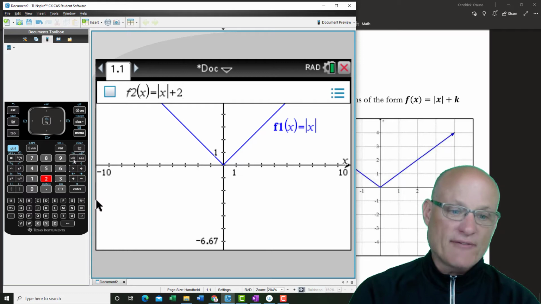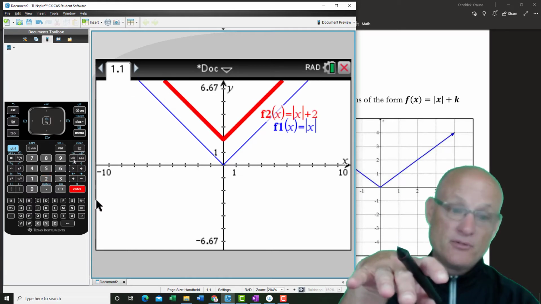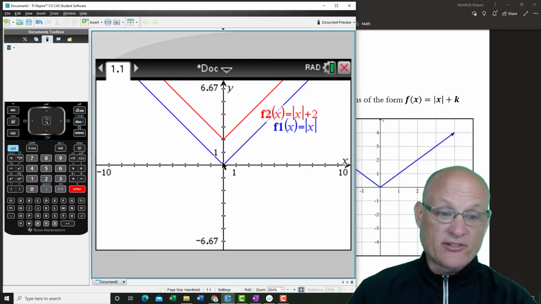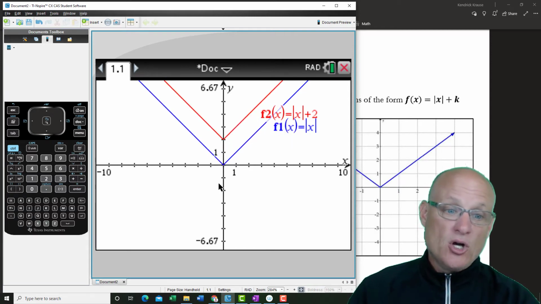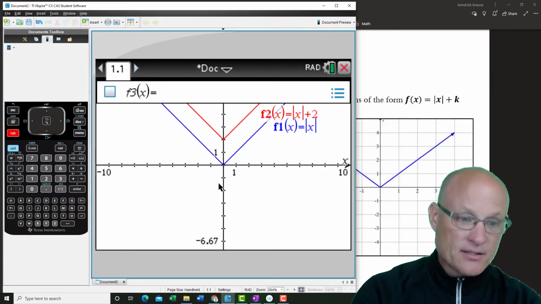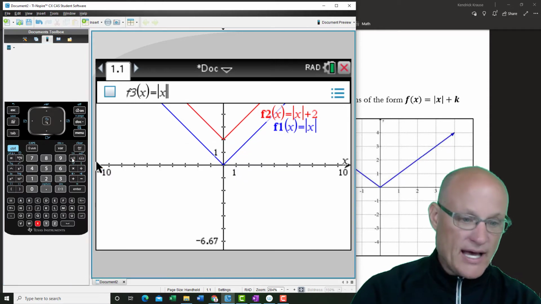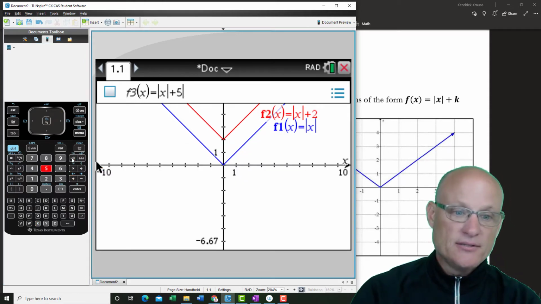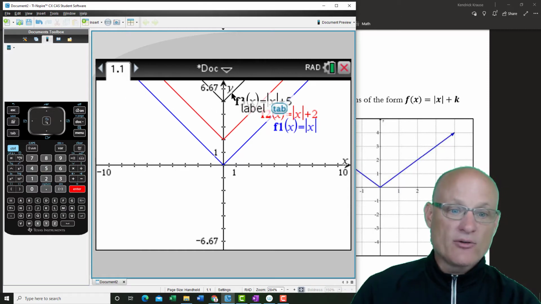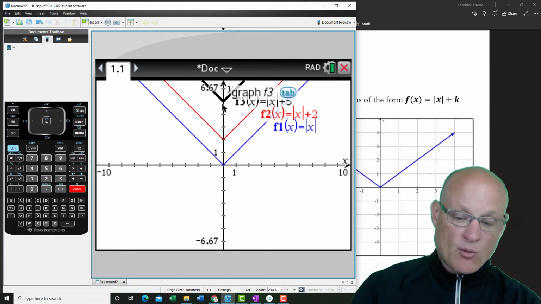Now watch the graph. I think red comes next, but you'll see the red graph. See what happens when I added 2. It shifted up 2. In other words, it took the vertex that was at the origin and shifted it up 2. Okay, let's do that again. Tab. And we're going to do the absolute value of X, and now I'm going to do +5. Oh, look at now. Now it's way up here. It moved from here up 5.